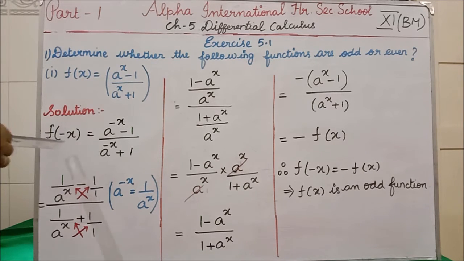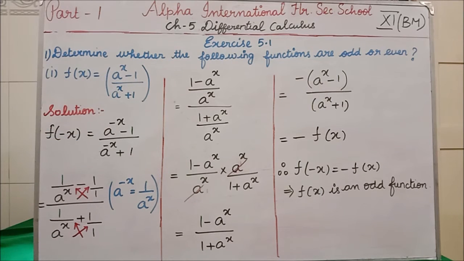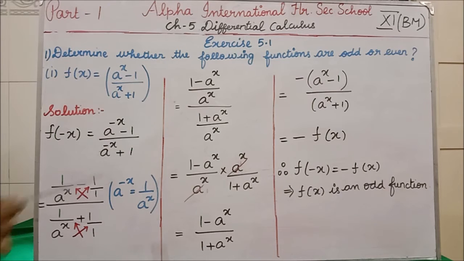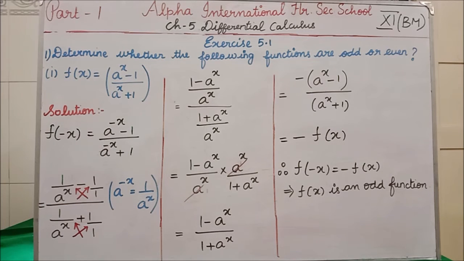See, f of minus x. Wherever you have x here, you just substitute minus x. f of minus x is equal to a power, here instead of x I am writing minus x, minus 1, divided by a power, here x I have, so I am writing minus x, plus 1. Students, in 8th standard exponents and powers chapter you have learned one formula, isn't it? A power minus x, how can we write that? 1 divided by a power x, with positive x. We have learned it in the lower class.